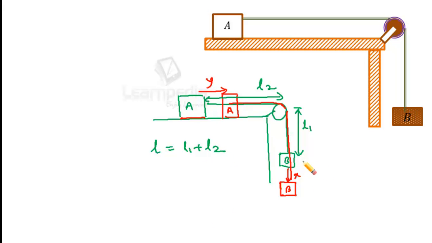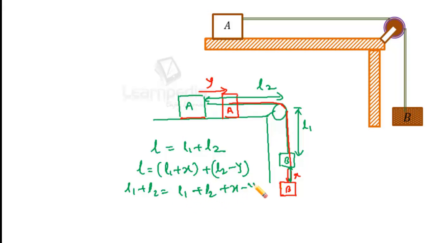Now this side the body goes down by a small distance x. Here the body A travels by y. So what will be the total length of the string now? L is equal to L1 plus x, plus L2 minus y. L is nothing but L1 plus L2. So L1 plus L2 is equal to L1 plus L2 plus x minus y, or we get x is equal to y.